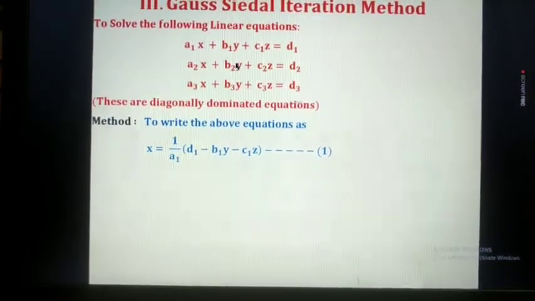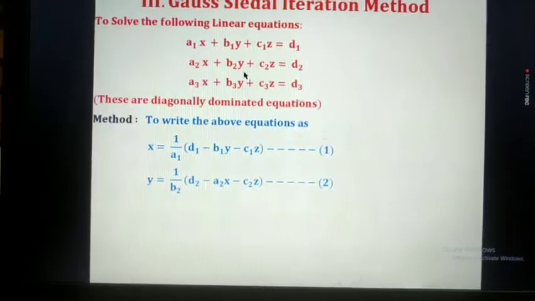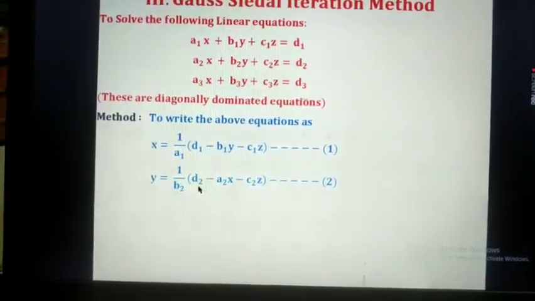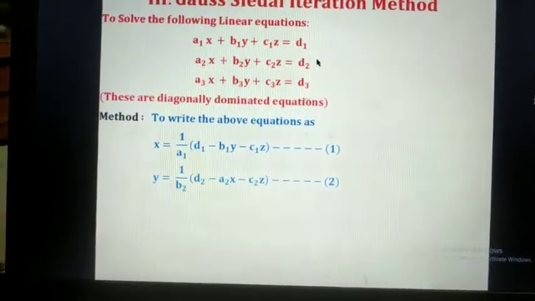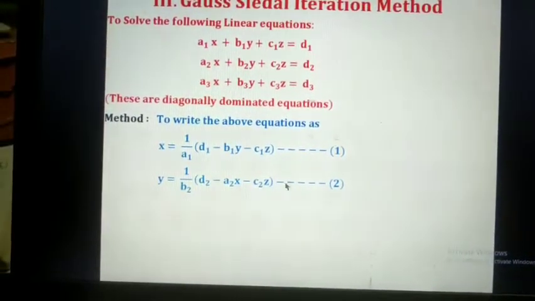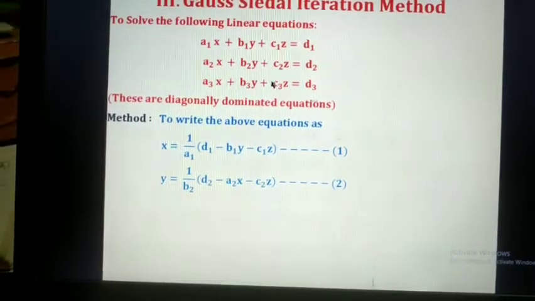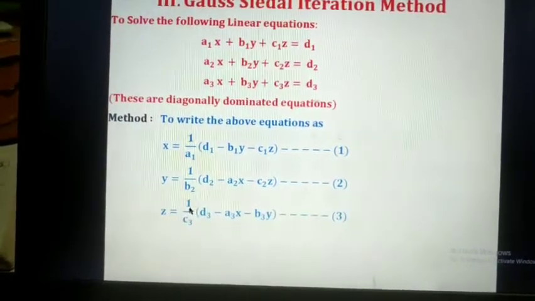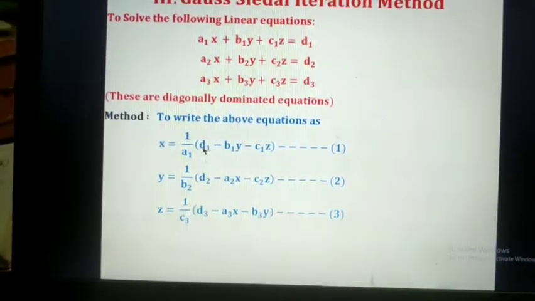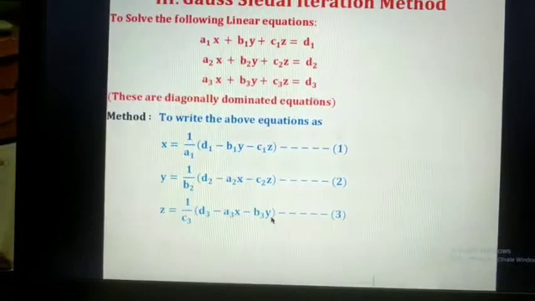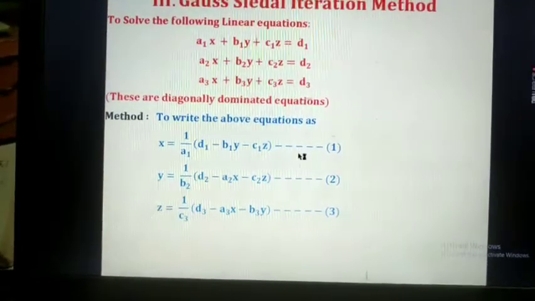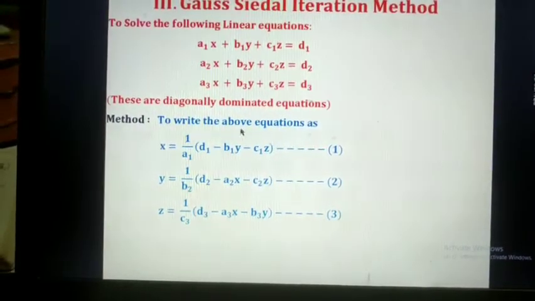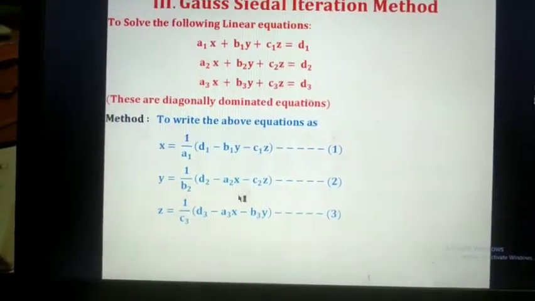From the second equation to find out y, that is y is equal to 1 divided by b2 into bracket d2 minus a2x minus c2z, to be written here. From the third equation, to find out the value of z, z becomes 1 upon c3 into bracket d3 minus a3x minus b3y. Call these equations 1, 2, 3. From the given equations, we rewrite the values of x, y, z in this way.